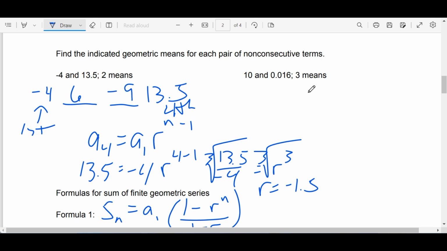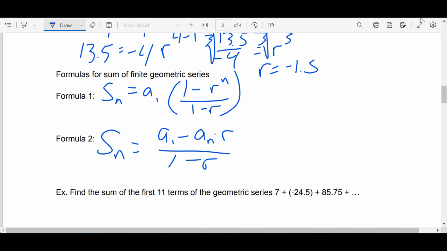Oh, nice. Try this one on your own. We'll go over it when you come to class. Okay? Hopefully you have it done correct. 3 means. Similar to the sums for your arithmetic mean, here are your sums for your geometric series. Those are your formulas. Go ahead and jot those down.